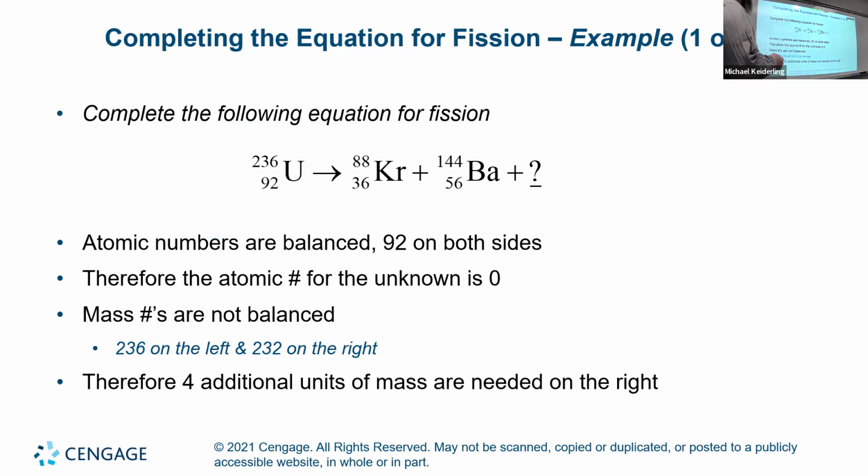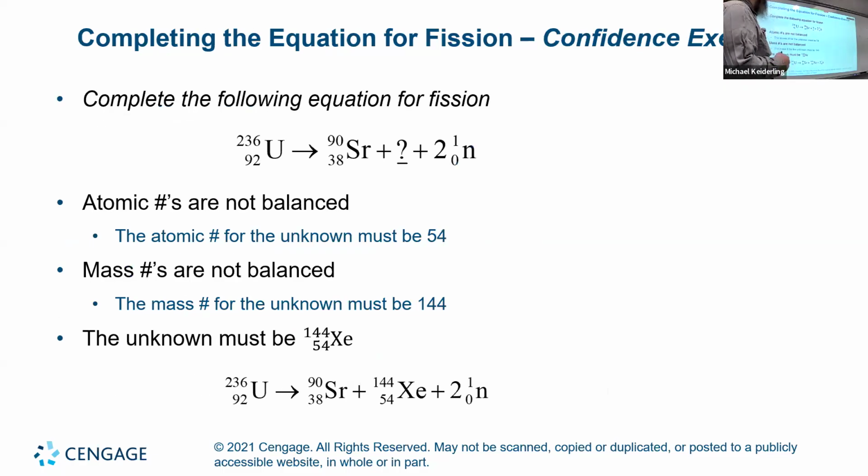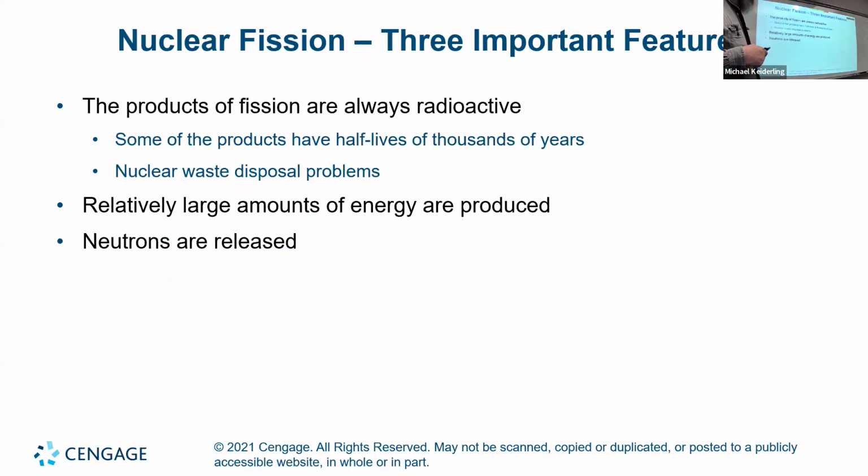So here's an example. We have uranium-236 going to krypton-88 and barium-144, I think. So 4 additional units of mass are needed on the right. It ends up being 4 neutrons, because the atomic number is 0 and the mass number is 4. Here, uranium-236 becomes strontium-90 and xenon-144, and 2 neutrons. But you can see all these uranium decays spit out a few neutrons, which then cause more uranium to split.